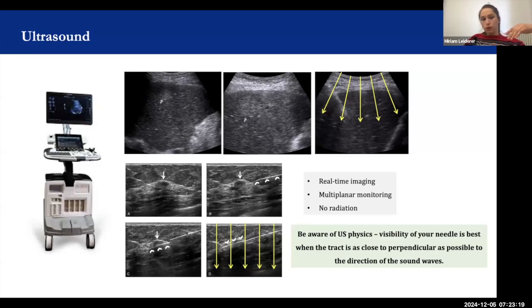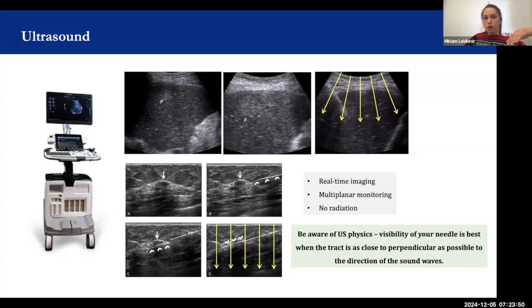So for a linear probe, you try to go as horizontal as possible, and that way you will be able to see the needle along its entire tract. You achieve that by choosing your entry point a couple of centimeters away from the probe. When you choose your entry point at the edge of the probe, then usually your tract is going to be too steep.